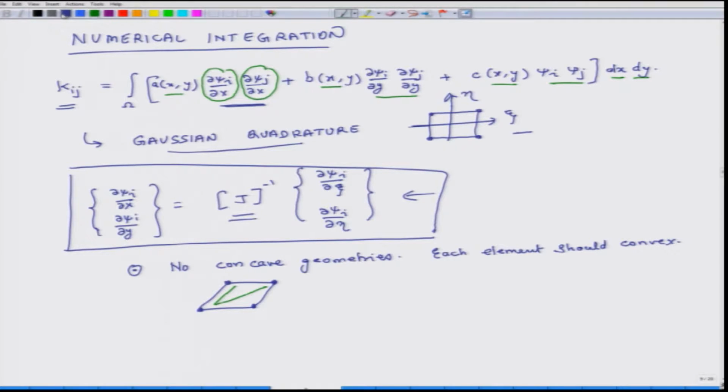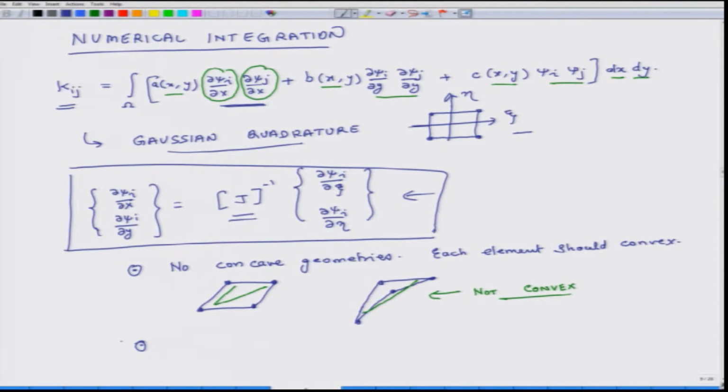If the element was not convex, for instance, so this is an element. Now, if I have to connect these points, then my line crosses, it goes out of the boundary. So, then this is not a convex element, and if the element is not convex, then the J matrix may not be non-singular at some points, and if that is the case, then I will not be able to invert it. So, that is one thing we learnt.